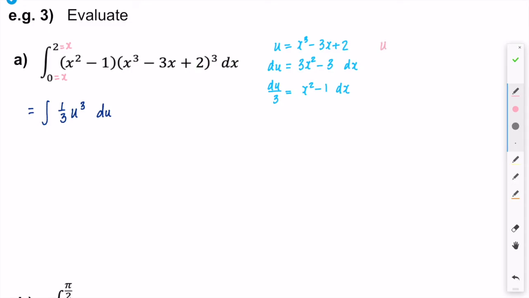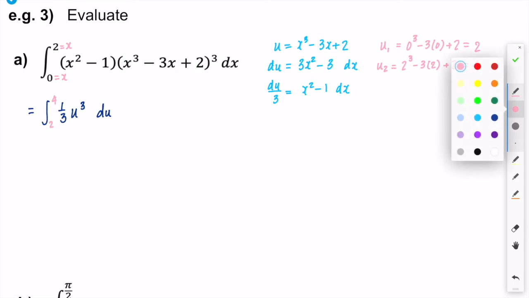Let's start with the lower bound, when x is equal to 0. I have 0 cubed minus 3 times 0 plus 2. That means my lower bound is 2. My upper bound, let's call this u2, is 2 cubed, 8, minus 3 times 2, 6, plus 2. So 8 minus 6 is 2, plus 2 is 4. So here is the proper way of writing this substitution with the correct boundary.